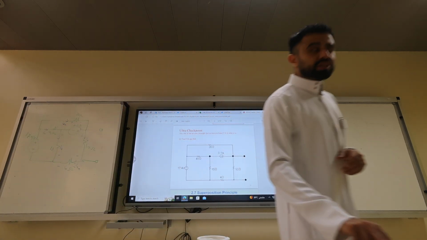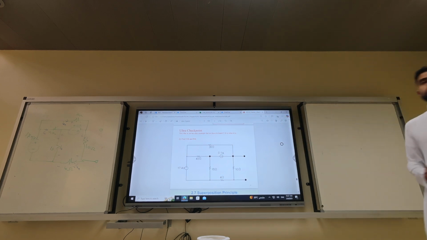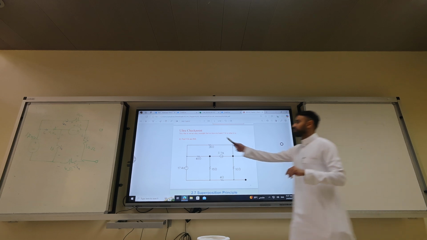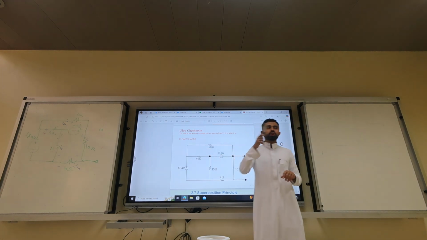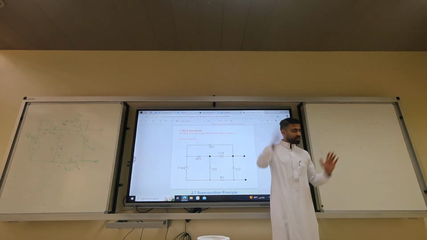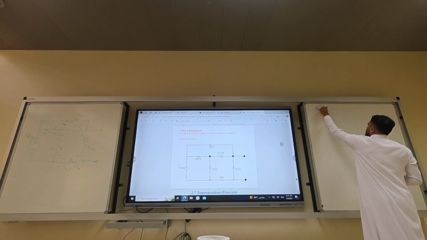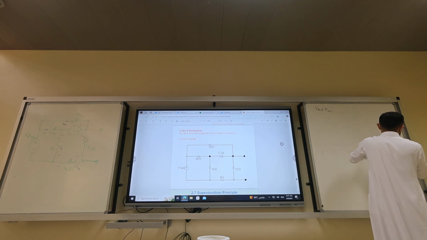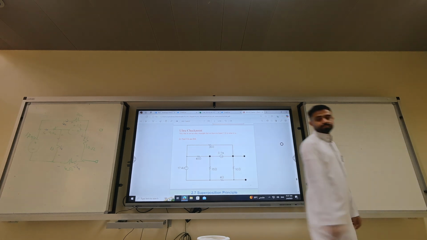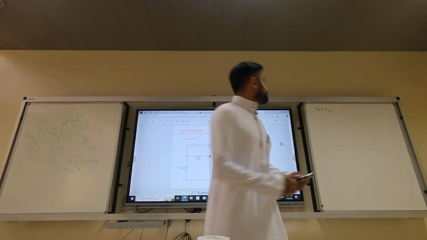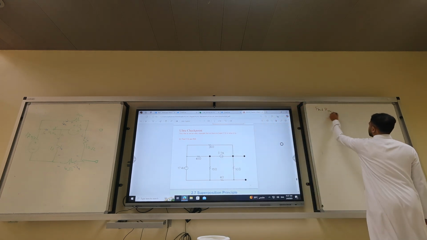Many students will start doing node voltage analysis, but the question doesn't ask about that. It says find Thevenin and Norton. What should we start with? Norton. Find Norton. Find Thevenin. This pen is expired. Probably we're going to use blue for now. We don't have it.